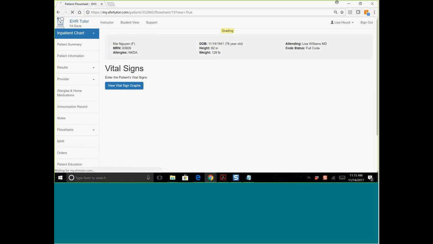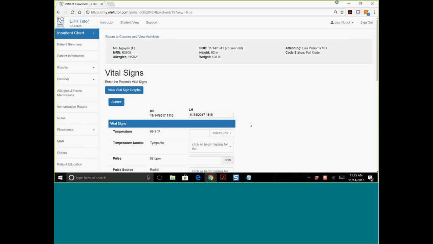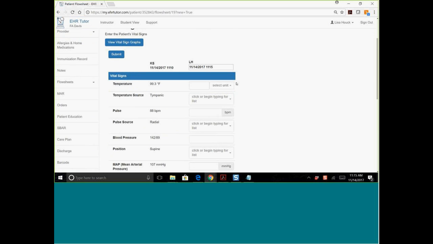If the students take a set of vital signs, they can click on the new entry. When they do, they'll see the most current entry over to the left-hand side. And to go ahead and chart, all they would need to do, if my temperature was 100.1, I can put this in here, choose my scale that I'm using. Then they could go down and finish their vital signs.